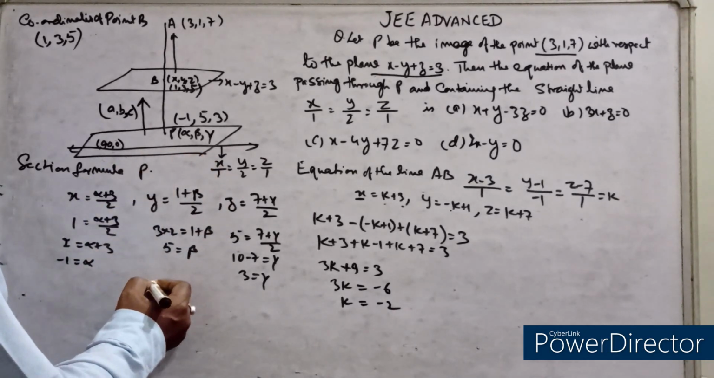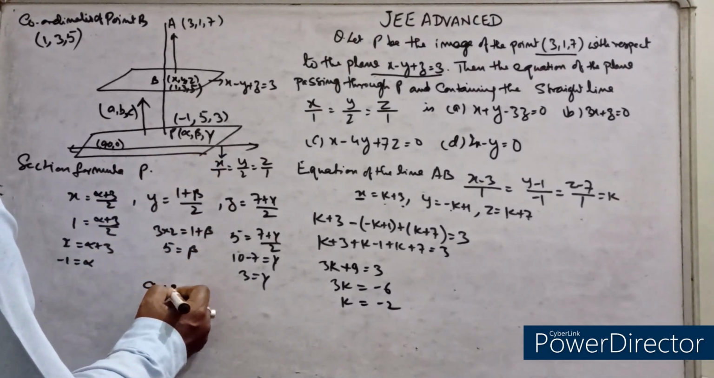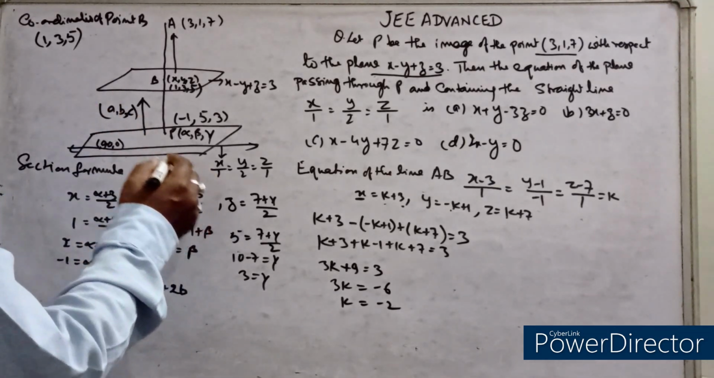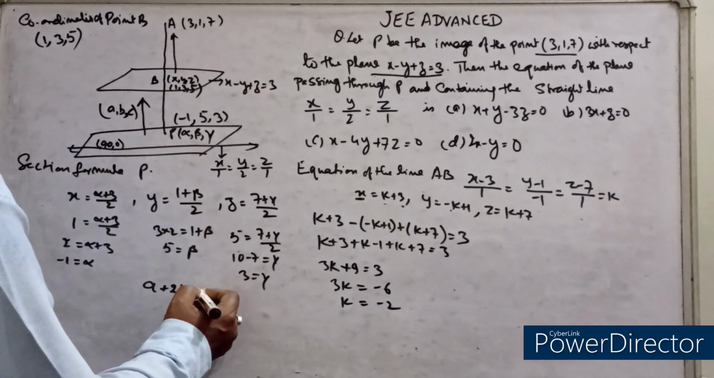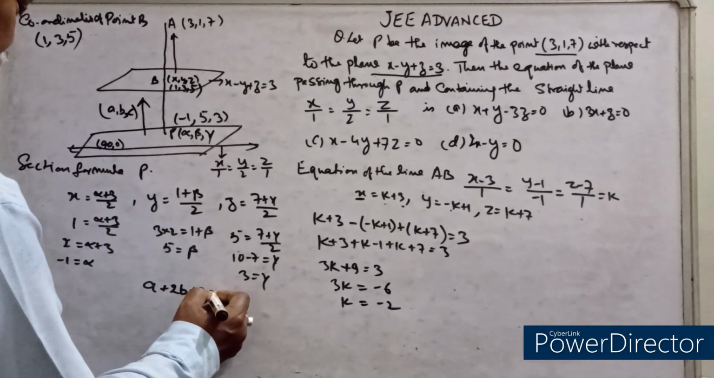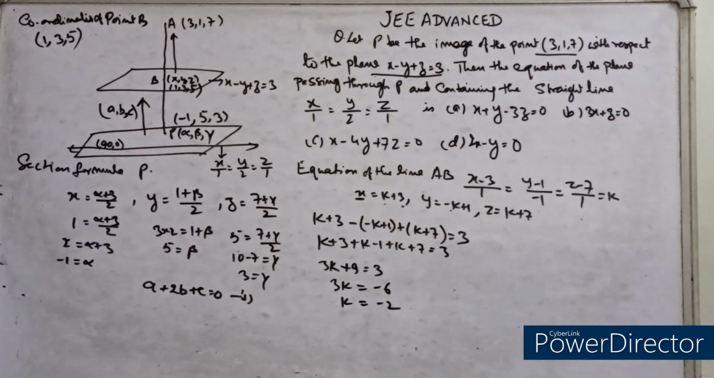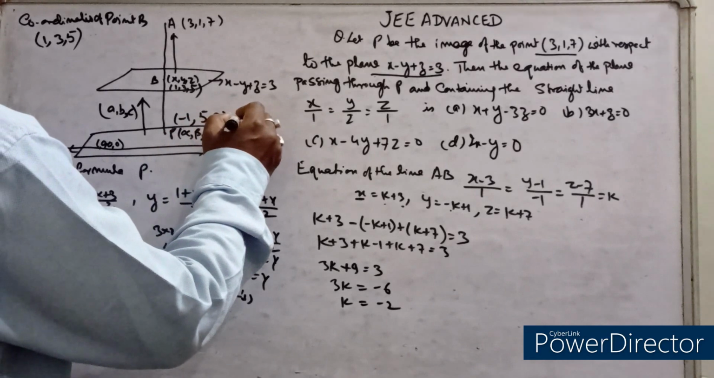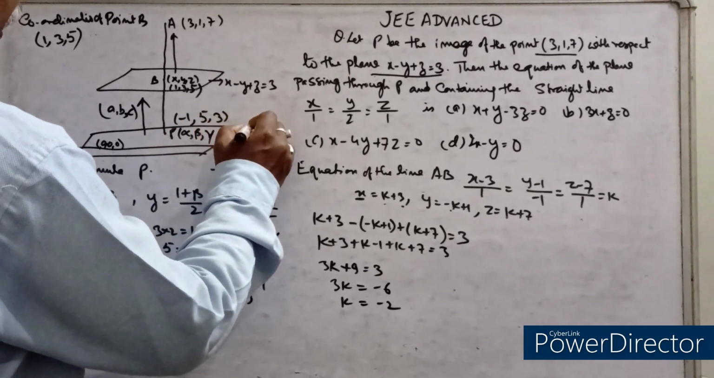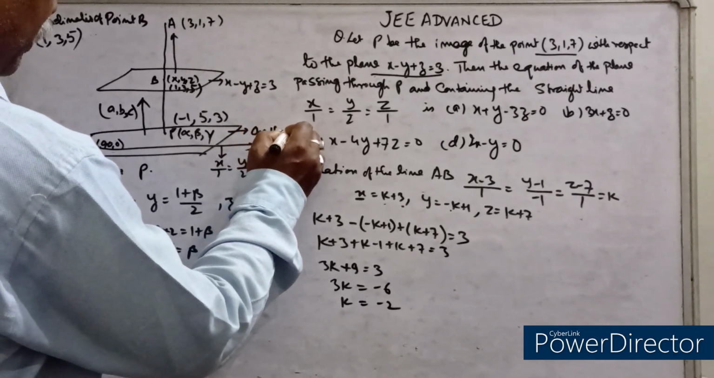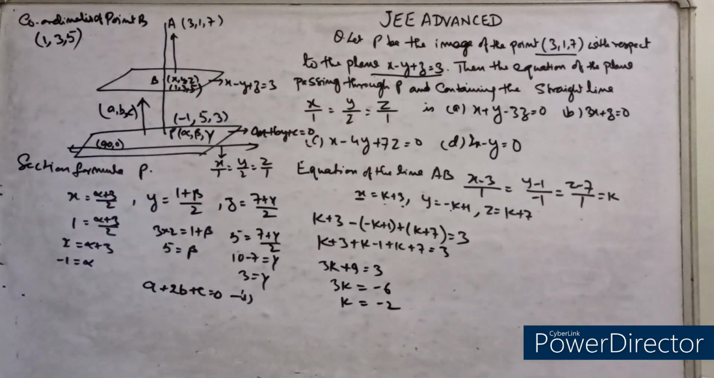So we are getting alpha plus 2 beta, 2b, not alpha, sorry, A, A, 2a plus 2b plus c is equal to 0. This is one equation. And second, the equation of this plane will be ax plus by plus cz equal to 0. Why? Because the plane passes through the origin, so D is 0. That is the main reason.